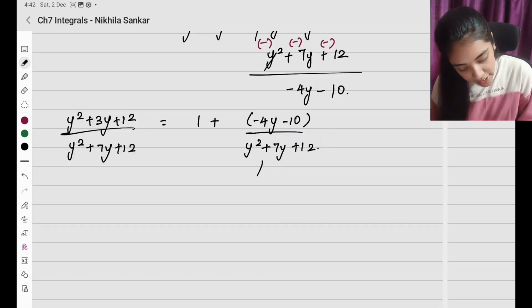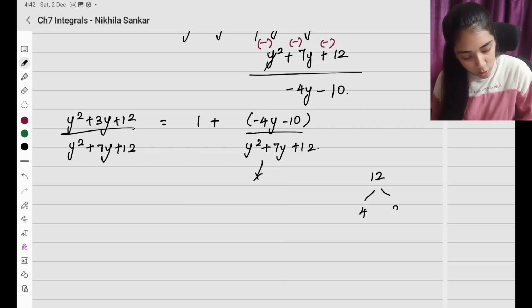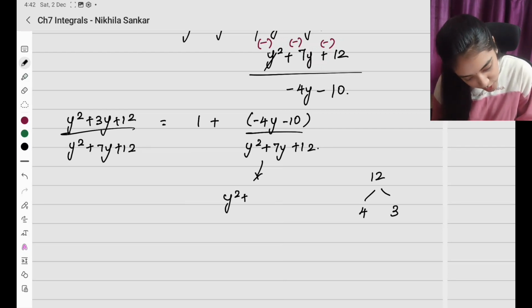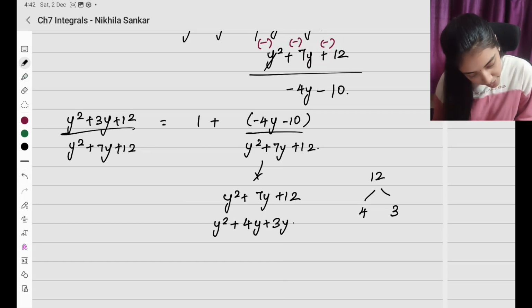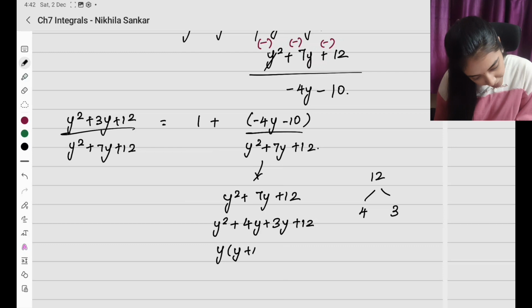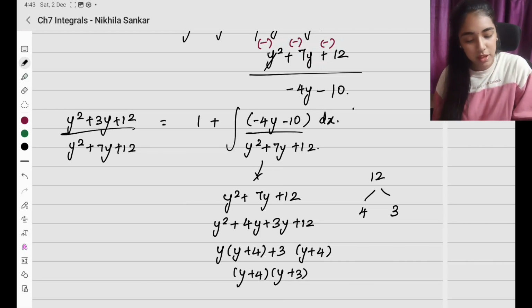Now I need to split this using splitting the middle term. I have the product to be 12 and the sum should be 7, so I have 4 times 3. When I split this, y square plus 7y plus 12 can be written as y square plus 4y plus 3y plus 12. Taking y common, I have y plus 4. I need y plus 4 here, which is going to be plus 3. So what are my factors? y plus 4 times y plus 3. I am not yet taking the integral because my variable of integration is still x. I have not changed the variable of integration.